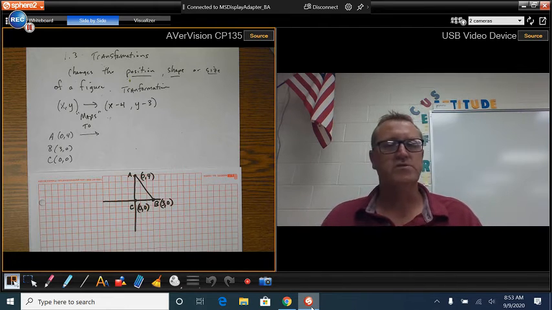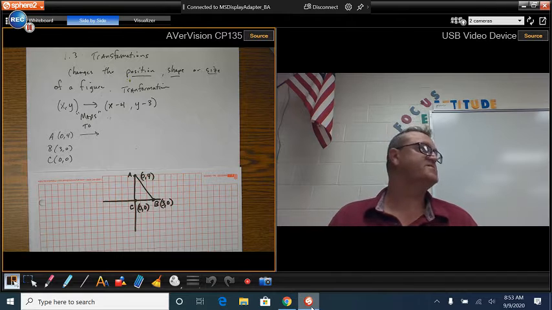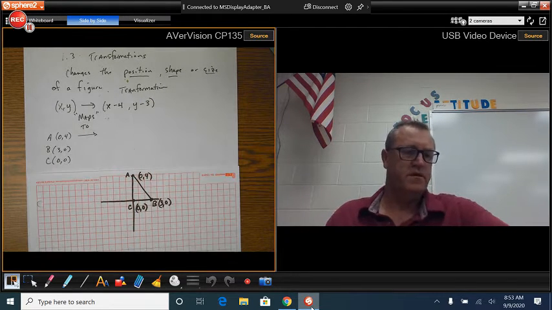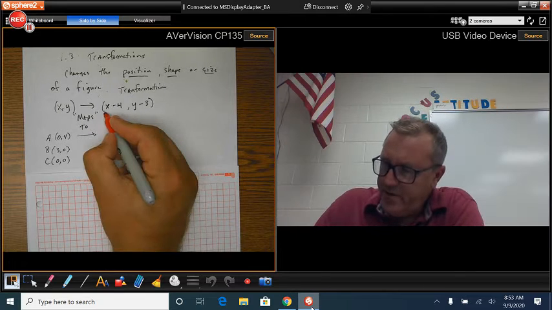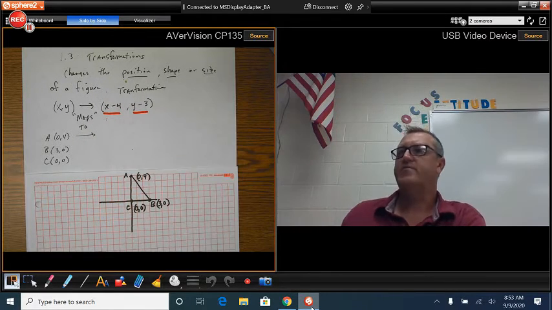All right, so first rule, notice I use an arrow because that means maps to or a transformation. Okay. I just apply the rule. Let me highlight the rule. What are we going to do to the x? We're going to subtract 4. What are we going to do to the y? We're going to subtract 3.